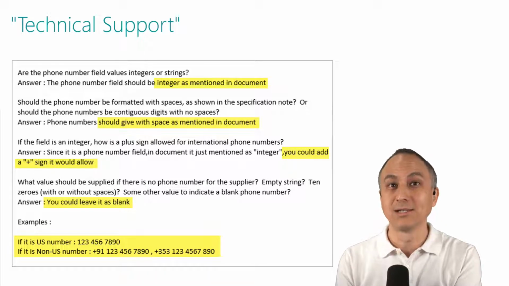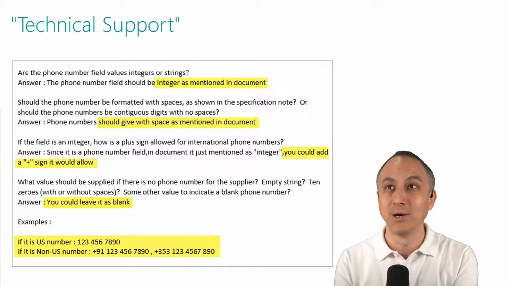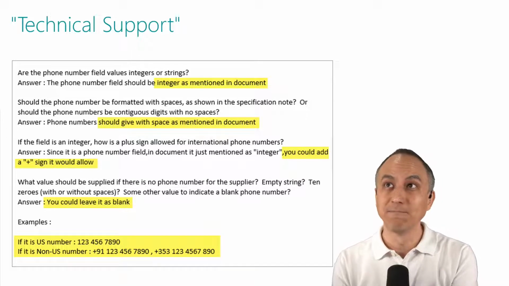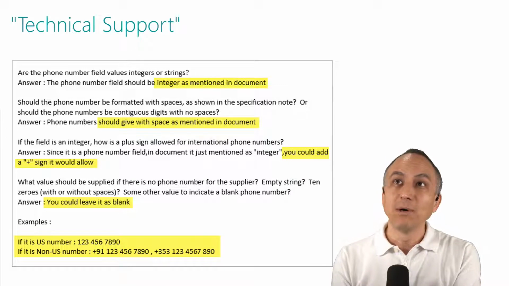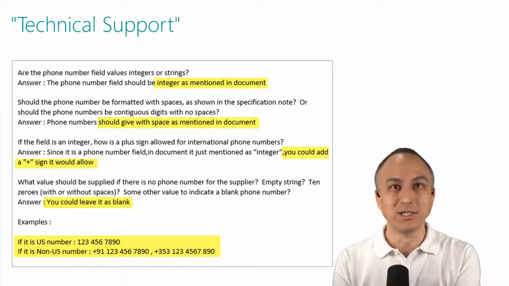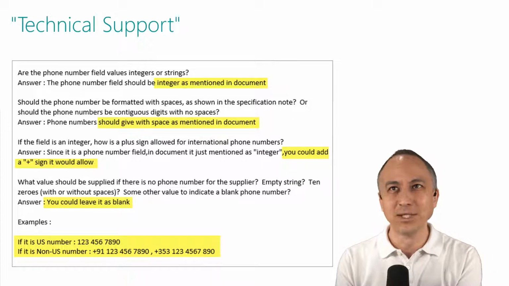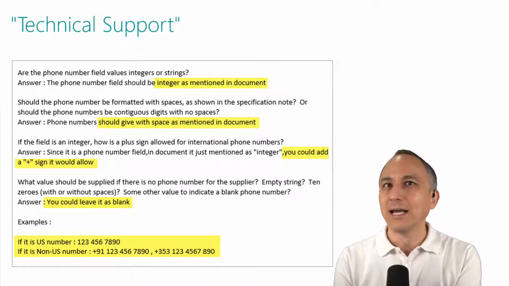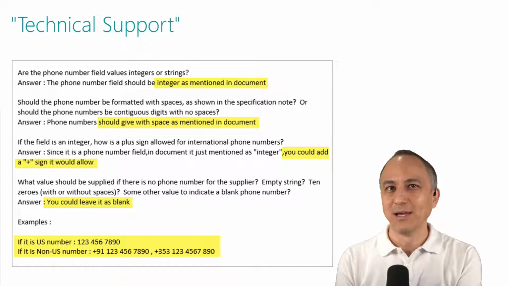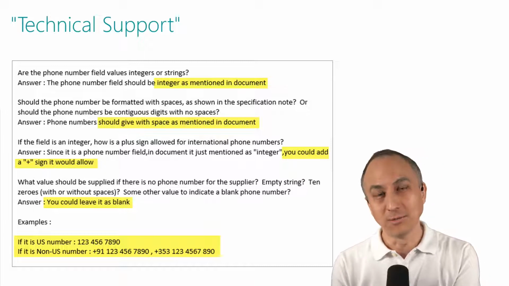This is the technical support that is responding to customers and responding to my developer inquiries. Should the phone number be formatted with spaces, or should the phone number be contiguous digits with no spaces? I'm just anticipating the bizarre response I'm going to get. Like, help me out here. It's not an integer, folks. Phone number should give with space as mentioned in document.